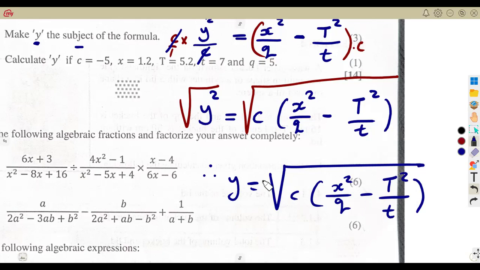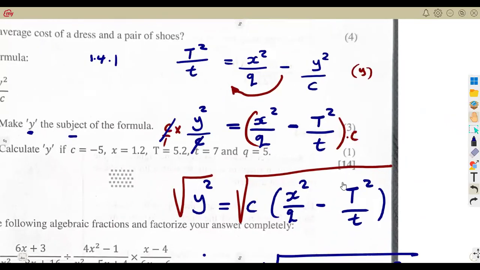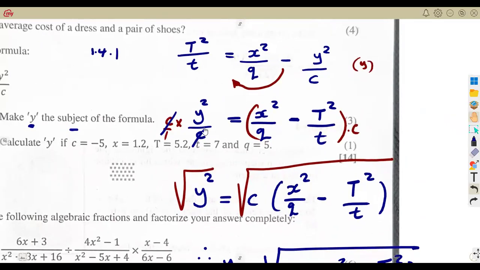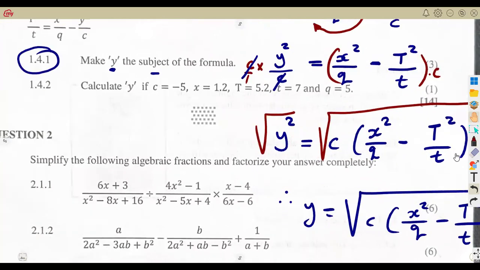So that is the condition. We have y as the subject. You can even write plus or minus if you want, or you can just have it that way. So meaning to say, we can actually make any letter the subject of the formula, depending on the condition. And also you can expand this bracket by c if you want, or you can just leave it like that. Y is already the subject, so simplification is not necessary.